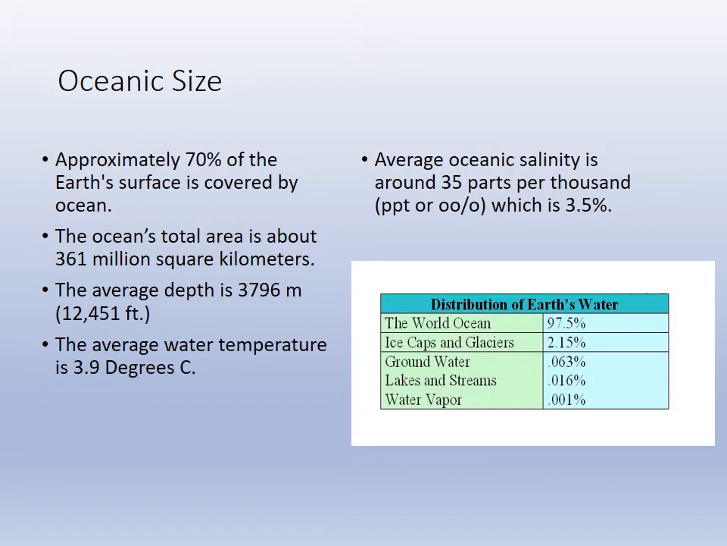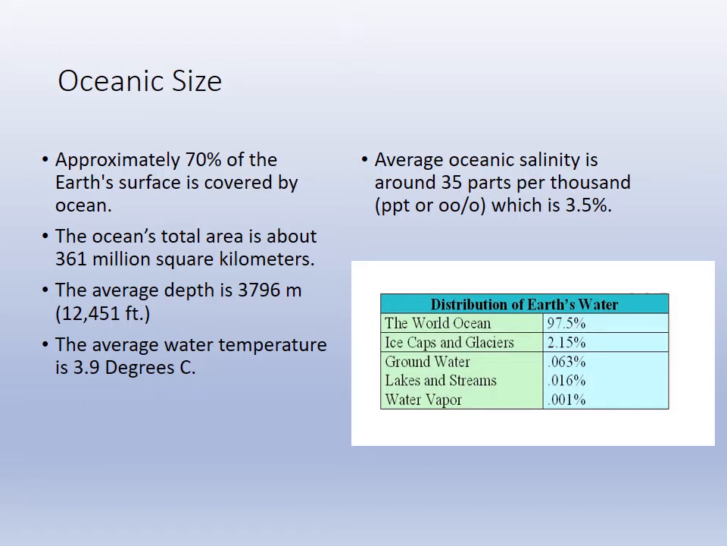So approximately 70% of the Earth is covered with ocean. The average depth is more than 3.7 kilometers or 12,000 feet. The average water temperature is right around 4 degrees Celsius. That is water's maximum density. So below the sunlit layer and the transition zone, you are looking at a fairly stable, dark, cold environment. And the average salinity is 35 ppt, which is parts per thousand, or 3.5%.